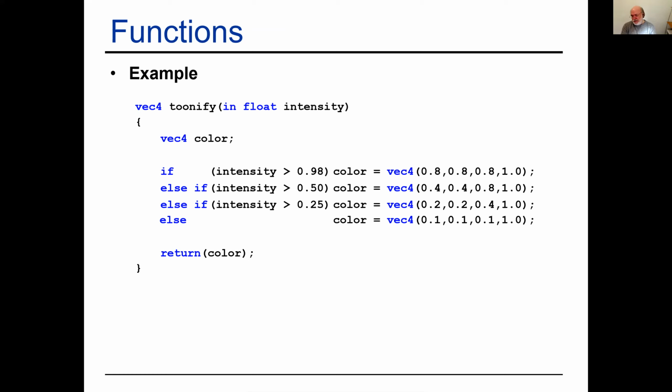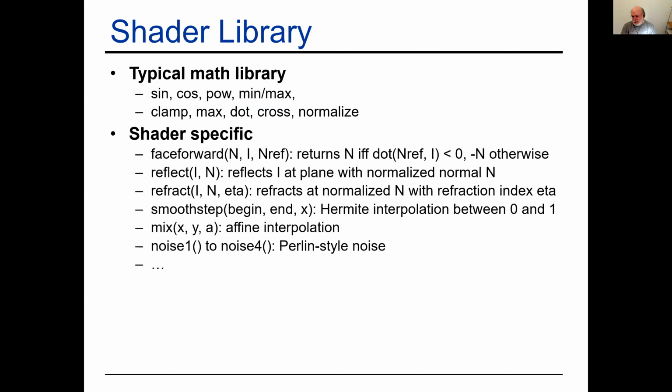There are much more elaborate versions of that you can think of. Of course, there are certain operations that you don't typically do in C programs, so there are also special functions. There are the standard things like sine, cosine, power, min, max, clamp, and so on. Normalize, of course, is something that typically does not exist. Dot products are not available in C natively, or cross products and things like that.